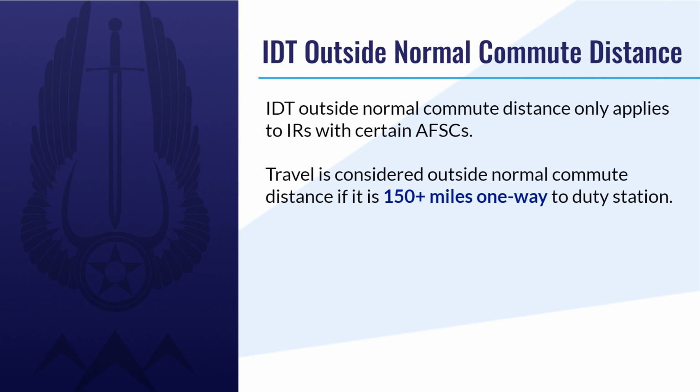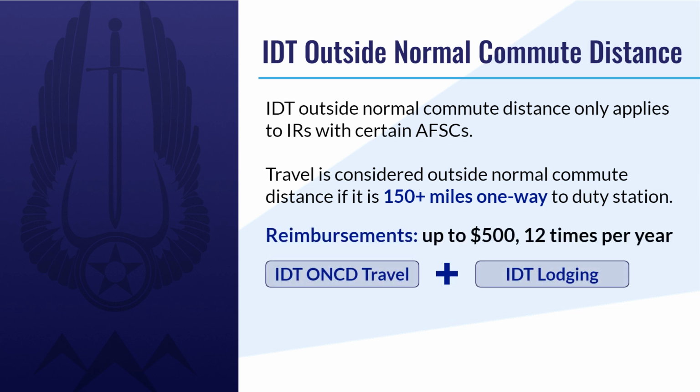IDT outside normal commute distance is not a commonly used travel type for IRs. It applies to IRs who meet certain qualifications with their Air Force Specialty Code. For travel to be considered outside of your normal commute, the commute must be 150 or more miles one way to the duty station. Travel in these circumstances is authorized to receive both reimbursement for IDT outside normal commute distance travel and IDT lodging. You can be reimbursed for up to $500 12 times per year for IDT outside normal commute distance.